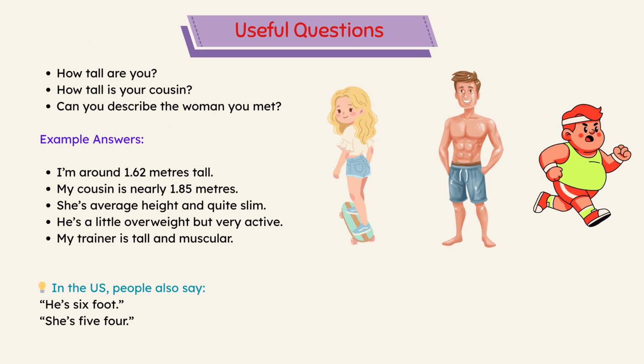Now, let's look at some useful questions we can ask when describing people. For example, how tall are you? How tall is your cousin? Can you describe the woman you met? Here are some example answers. I'm around 1.62 meters tall. My cousin is nearly 1.85 meters. She's average height and quite slim. He's a little overweight, but very active. My trainer is tall and muscular.